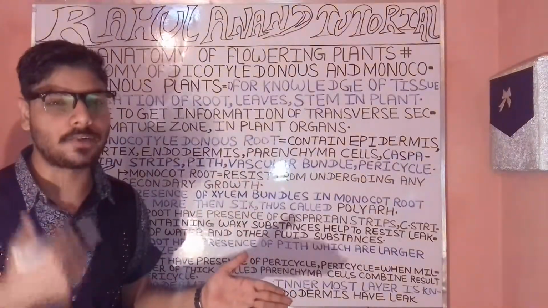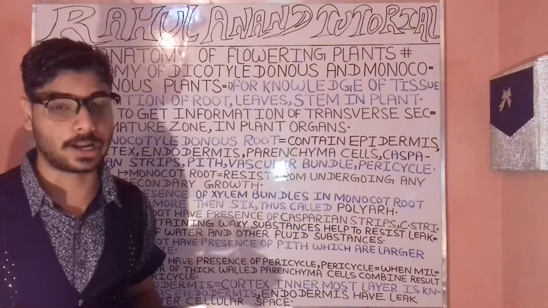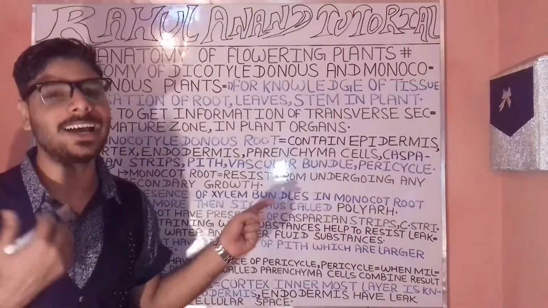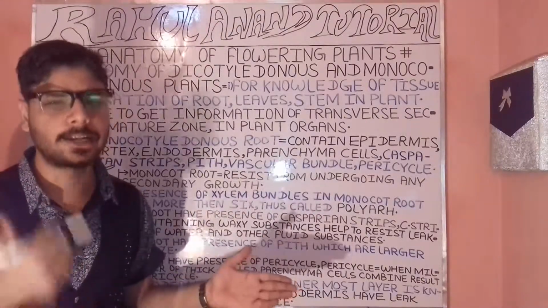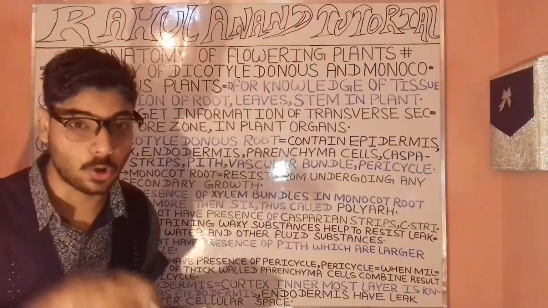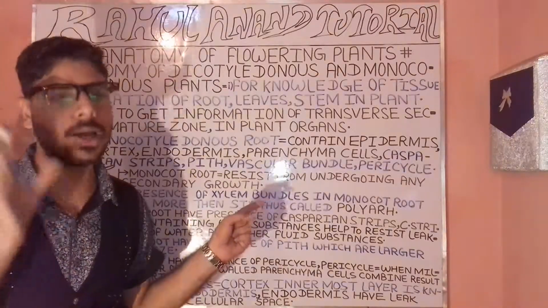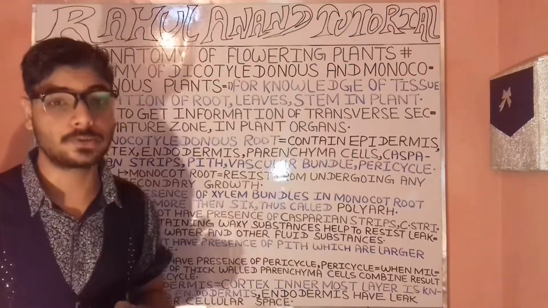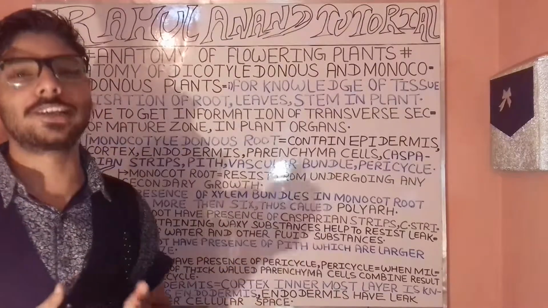certain information on the basis of the tissue level of organization, in terms of the roots, the leaves, and the stems. To understand this information, you have to get the knowledge of the transverse section of the mature parts of the plant, with reference to the dicotyledonous plant as well as the monocotyledonous plant.